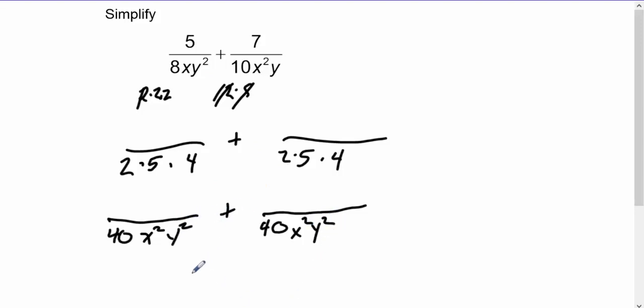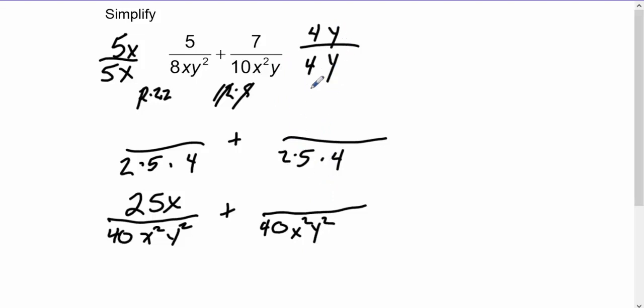Like so. Now I have to go ahead and change my numerators. To get from 8 to 40, I multiply by 5. To get from x to x squared, I multiply by x. I had a y squared and a y squared. So I multiply by 5x over 5x, which is my form of 1, giving me 25x. To get from a 10 to a 40, I need a 4. To get from x squared to x squared, I don't need anything. And y to y squared, I need a y. And that's my form of 1 here. So this gets me 28y.